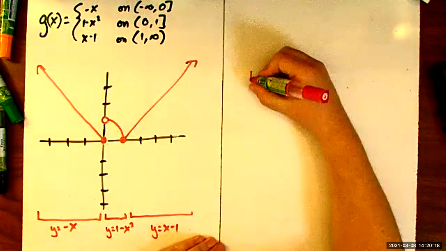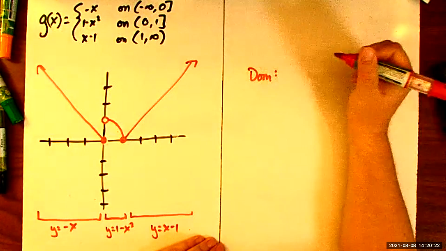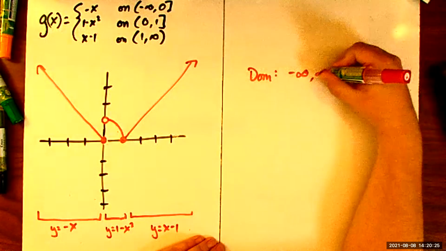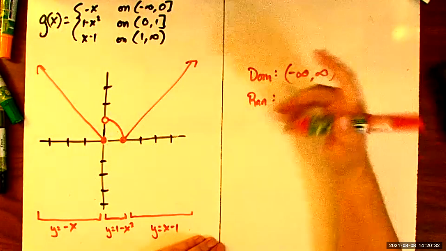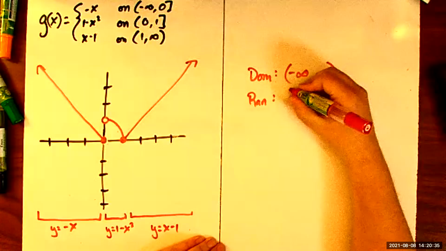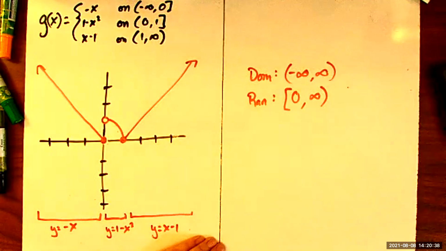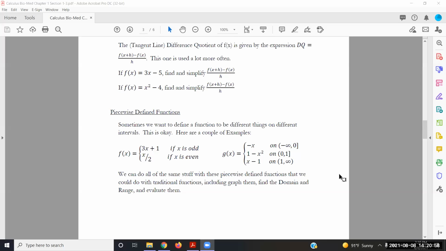We could find the domain. In this case, we can plug any real number into this. We can find the range. We can get any value of 0 or larger. And so our lowest value is 0. And then it'll go to infinity. And that's our domain and range. Hopefully that all makes sense as I sip some water. Cool. And so that's the idea with a piecewise defined function. We can find domain and range, we can evaluate them, we can do all of the same things that we do with functions.